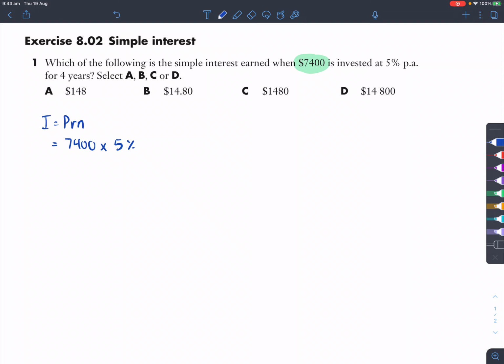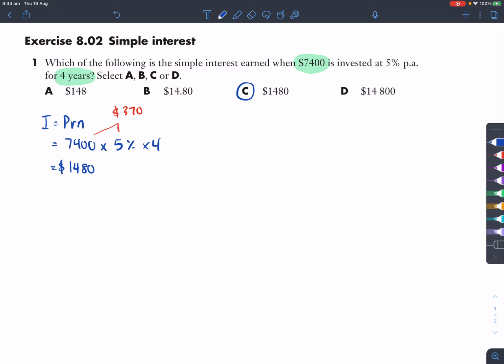Just to give you an indication of what's going on, if I multiply this by 5%, this value is going to give me $370. Then we're multiplying this by the number 4, which means that we're earning 4 lots of this. The first year we earn this, the second year we earn this, the third year the same thing, and the fourth year the same thing. So in total, we're getting interest of $1,480. So the answer will be C.